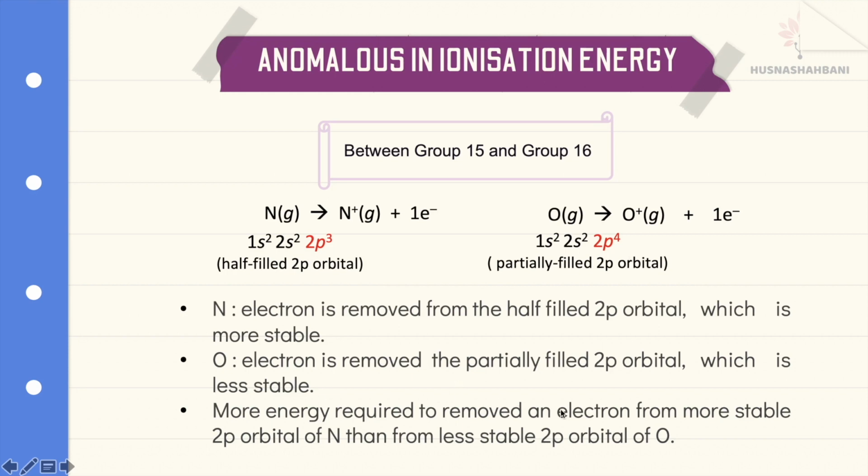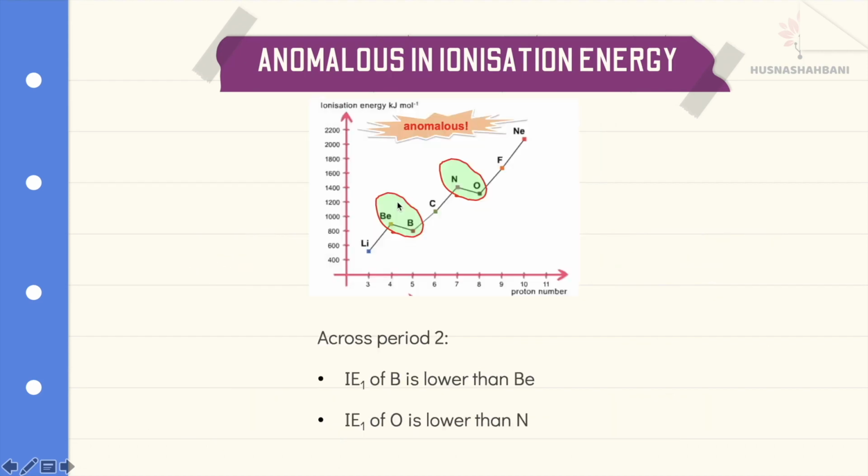So more energy is required to remove an electron from the more stable 2p. So you need more energy to remove the electron in 2p in the N atom. Oxygen, 2p4, is less stable because it is only partially filled, so less energy is required. Here in N, more energy is required. That's why, if you look at the trend, the first ionization energy of N is higher than the first ionization energy of O.